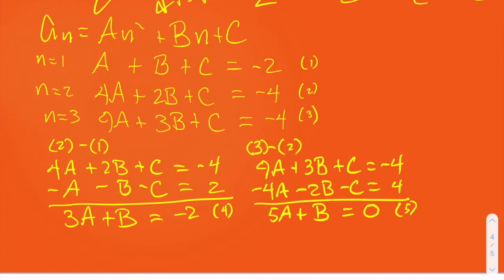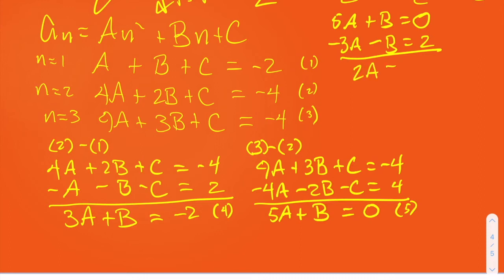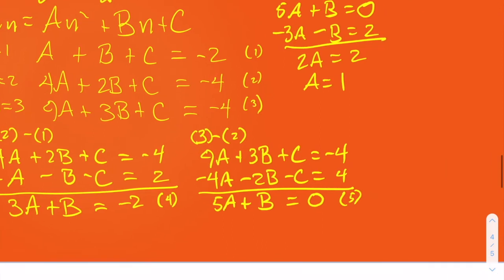So let's take equation 5 and subtract equation 4. So equation 5 is 5a plus b equals 0, and we're going to subtract 3a plus b equals negative 2. So the b's go away. I end up with 5 minus 3 is 2a is equal to 2. And when I divide both sides, I get a equals 1. So a is equal to 1.